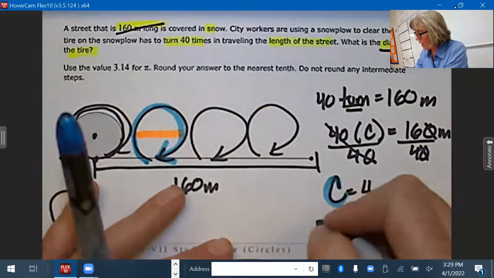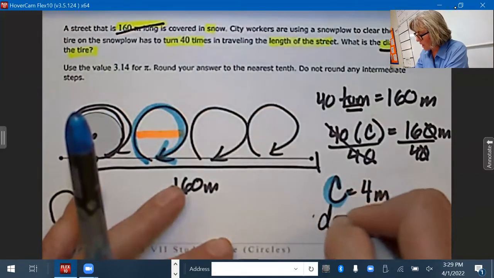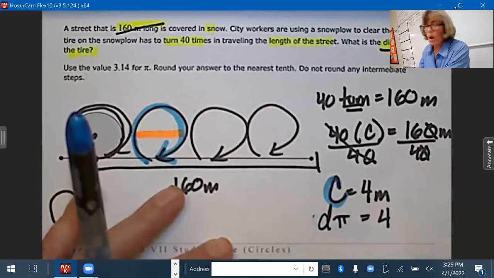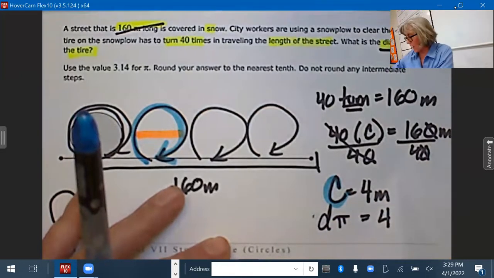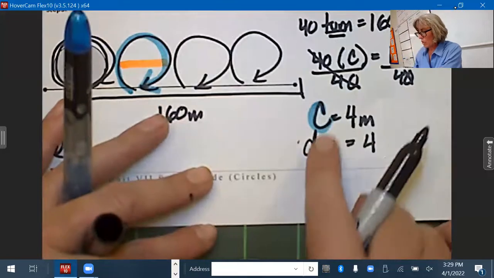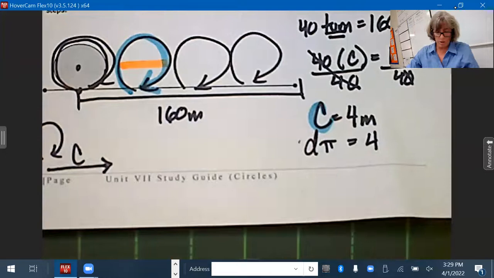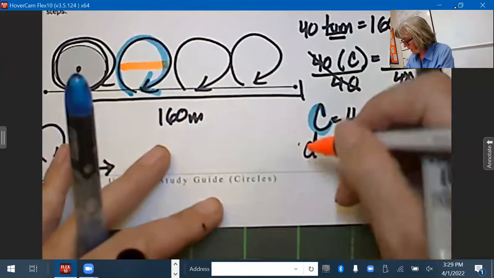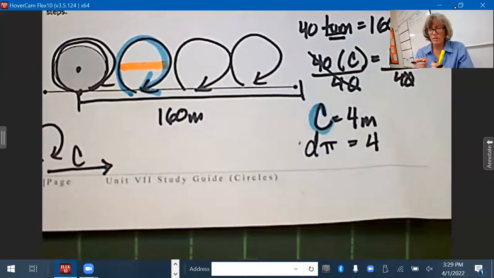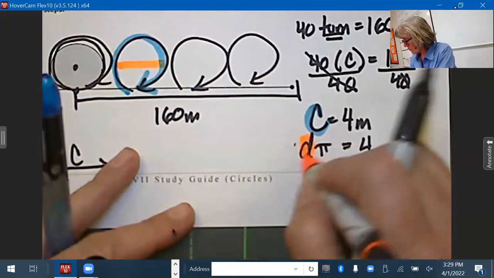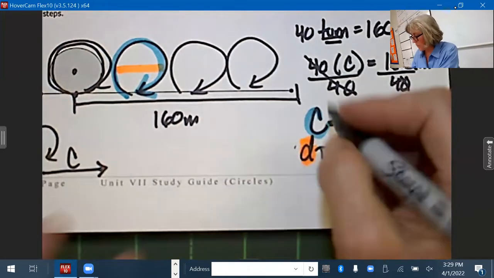C equals d pi, I see d pi. So your circumference is d pi, and we're solving for our diameter here. That's what we actually want. So we're going to divide both sides by pi.